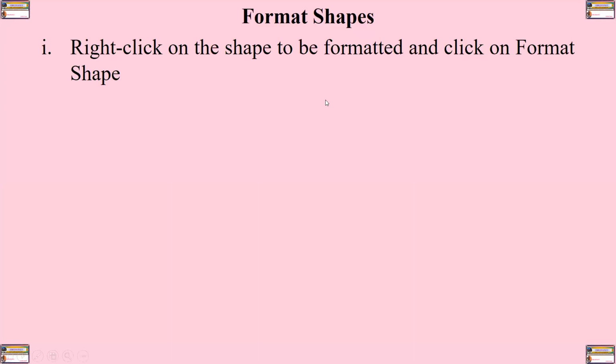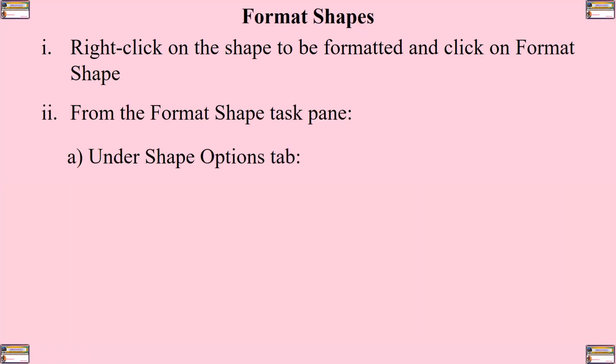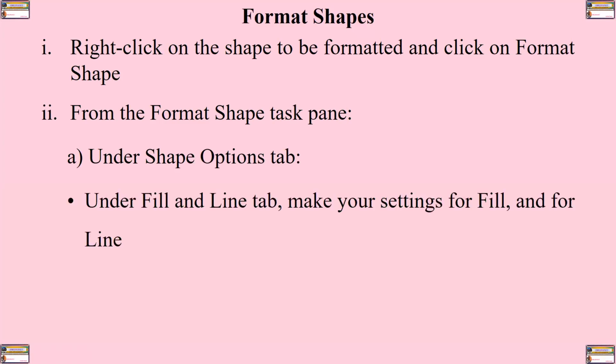Another activity that you can perform on your shapes is formatting them. That is, making the shapes look attractive and appealing to the eyes of the audience. So to format a shape, you right-click on the shape to be formatted and then click on Format Shape. From the Format Shape task pane and the Shape Options tab and the Fill and Line tab, make your settings for fill and for line.